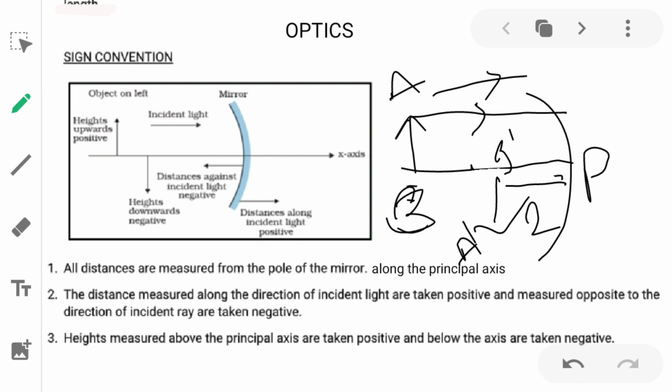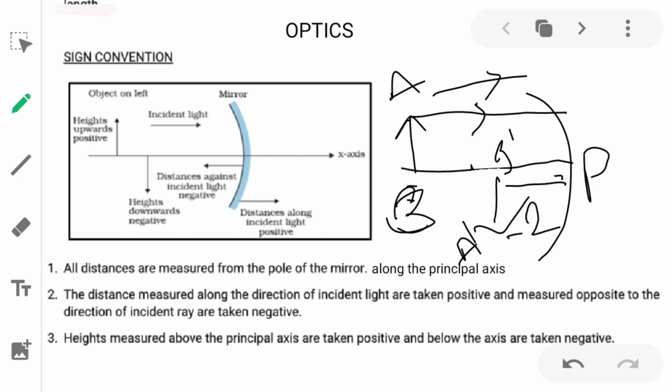PB dash is towards the left. Our incident ray is towards the right. Again, our direction of measurement is opposite to the incident ray. Then the measurement has to be taken negative. Your image distance becomes -2.